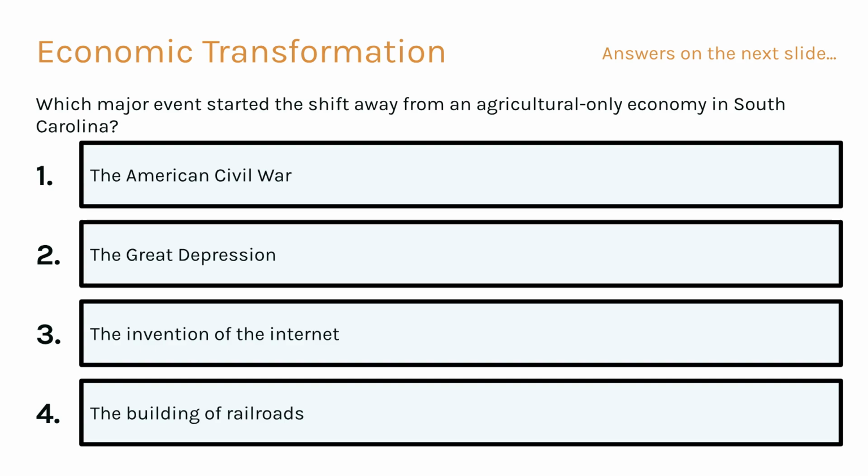Now, which major event started the shift away from an agricultural-only economy in South Carolina? Was it the American Civil War, the Great Depression, the invention of the internet, or the building of railroads? The correct answer is the Great Depression. This economic crisis severely impacted agriculture and prompted the initial migration away from farms for new opportunities.